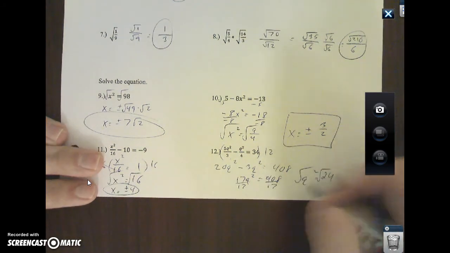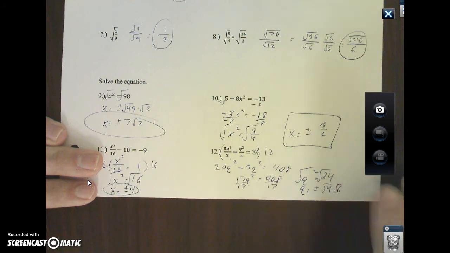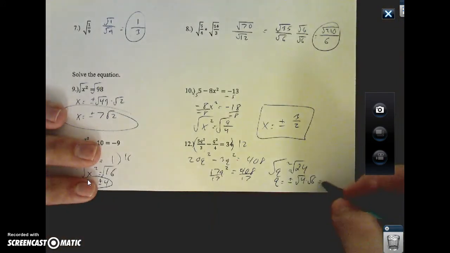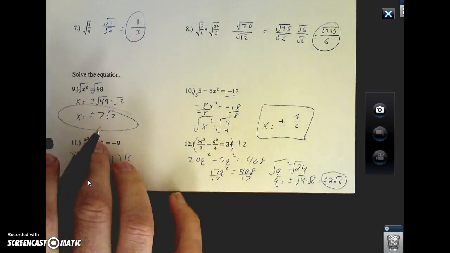Square root left, square root right, plus or minus root 4 times root 6, plus or minus 2 root 6. Okay. You could get a common denominator and add them together, and you can get your answer that way too. This just saves you a lot of time. Okay? Wonderful. On to the back.